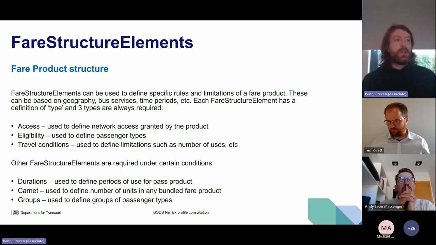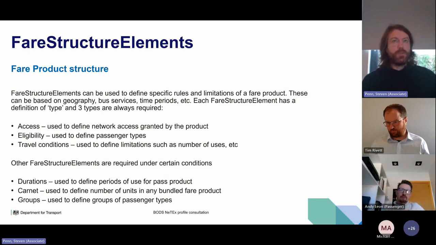sets of fare zones. Within those as well, you can also include things like graded price structures, distance matrix elements, which are used to define graded price for products, where you've got a fare triangle and the price increases further along your route you go. We're expecting an eligibility fare structure element. So that is the fare structure element where you can add fare passenger types, and we're expecting that to be added as a limitation.